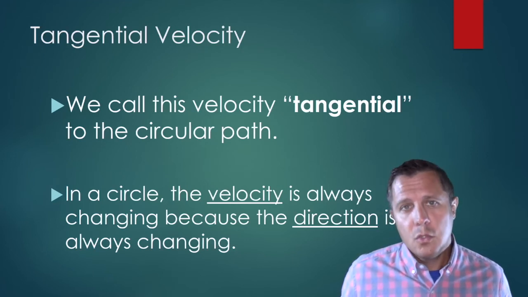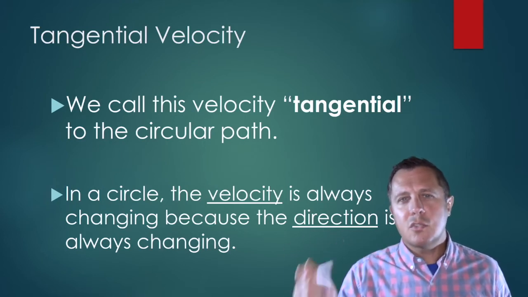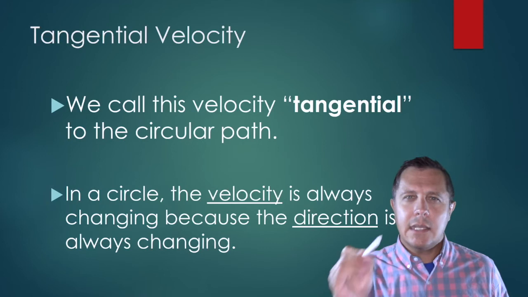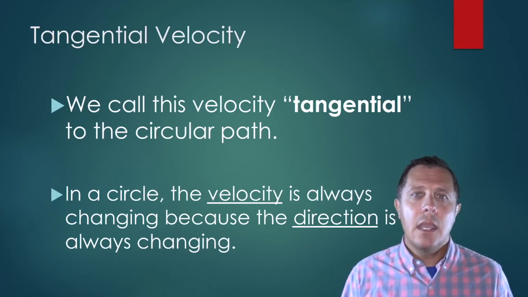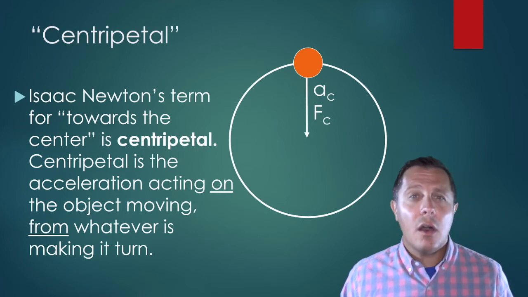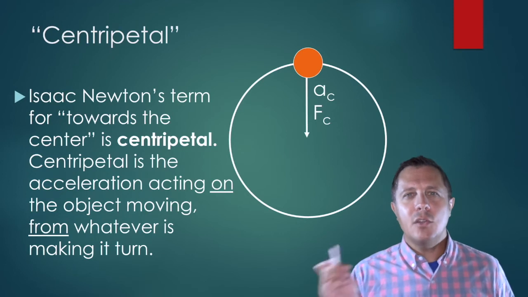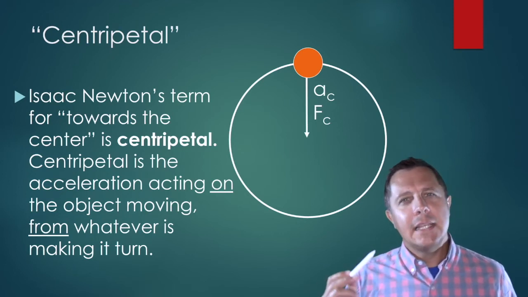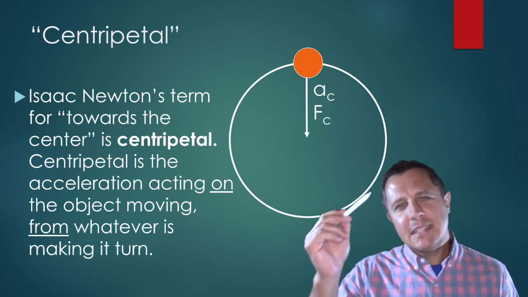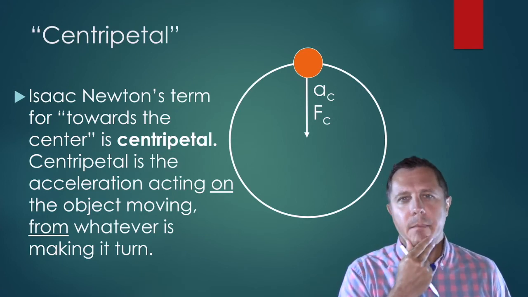Acceleration. In this case, anytime a ball is spinning around on a string, because it has a constantly changing velocity, we have a constant acceleration. And we call that acceleration centripetal. Sir Isaac Newton came up with the word centripetal, and it means center seeking.